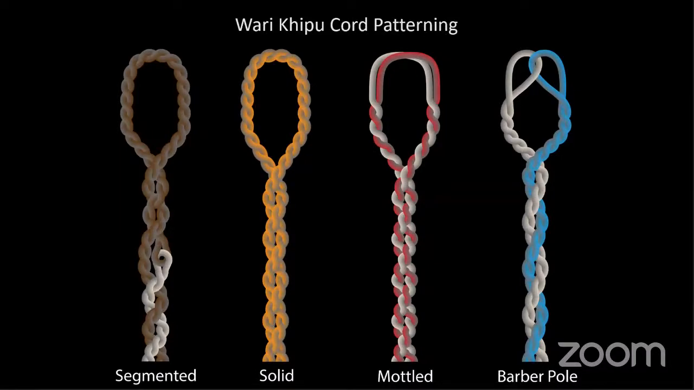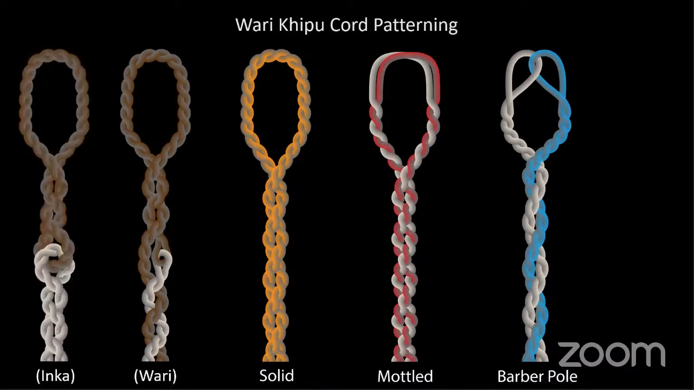Like Inca khipu cords, color patterns include monochrome, barber pole, mottled, and segmented. Mottled cords generally have 2 colors, but I have encountered up to 6. Wari segmented cords are always barber pole, and unlike Inca segmented cords, which I'm showing you again here, with the interlock, one color in Wari khipus always extends the entire length of the cord, and so the interlock is here.